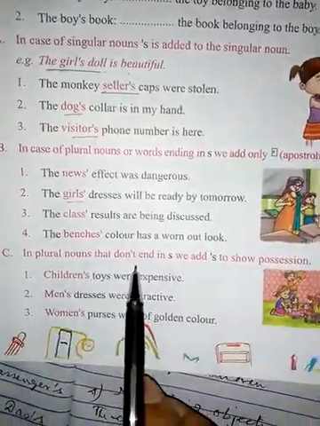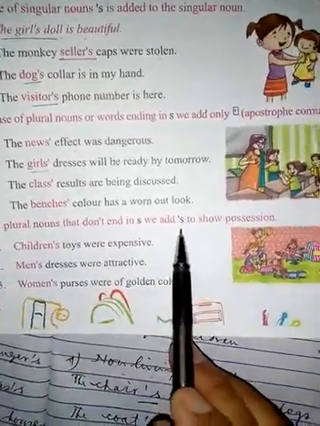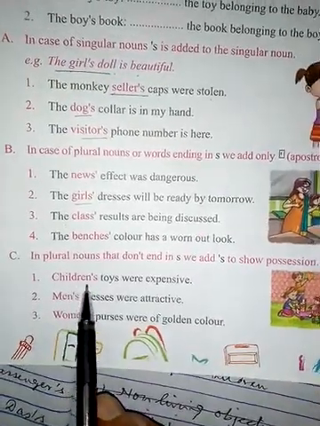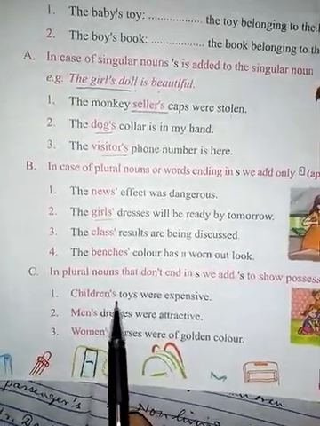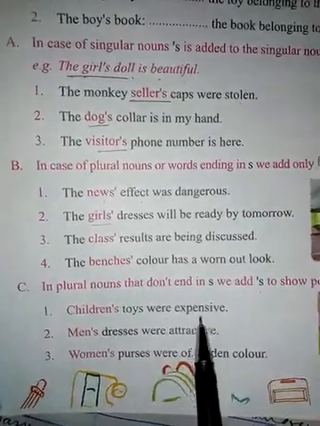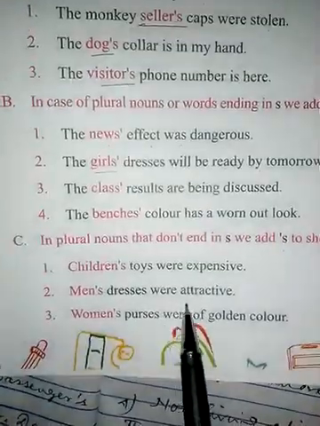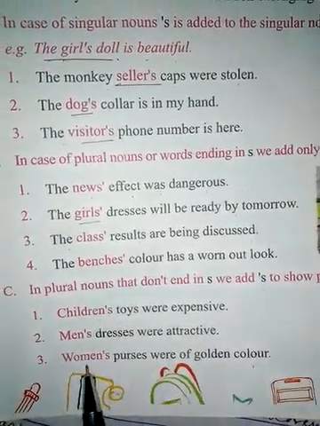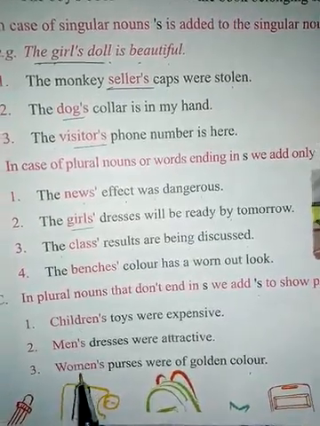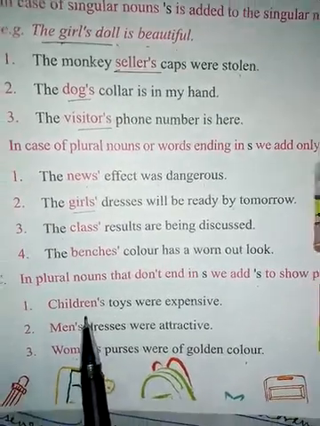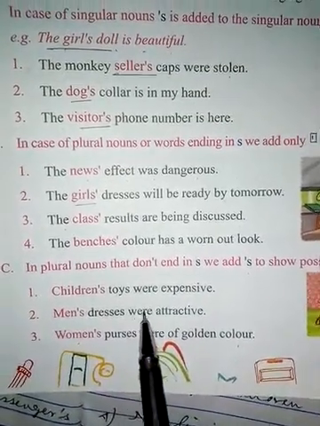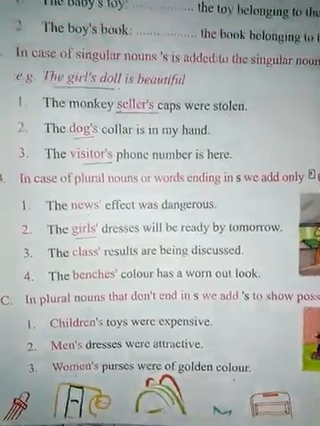In plural nouns that don't end in S, we add apostrophe S to show possession. Suppose children, it is a plural number, but for children's toys, apostrophe S should be added. Children's toys were expensive. Men's dresses were attractive. Women's purses were of golden color. These are all plural, but S is not added to them. So in that case, to show possession, apostrophe S will be added.